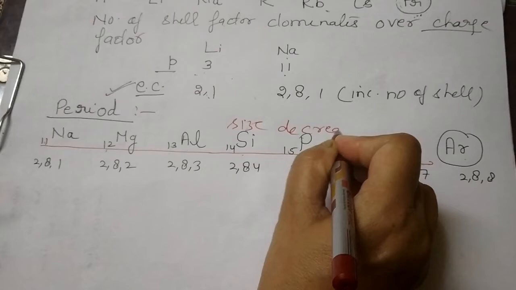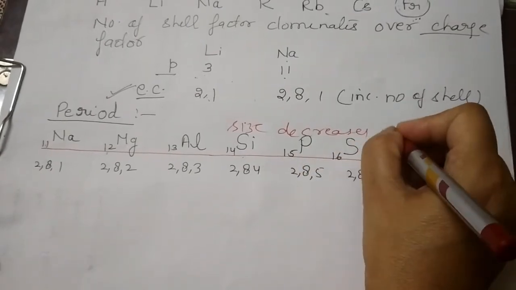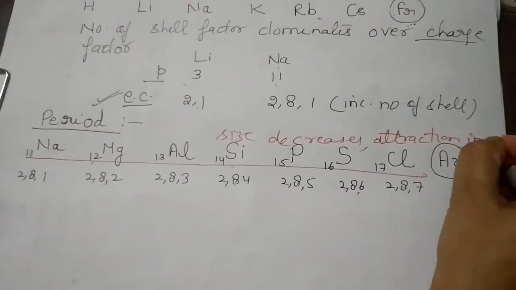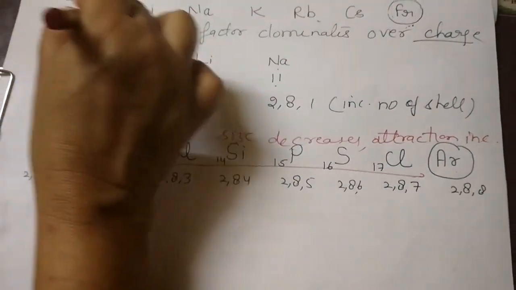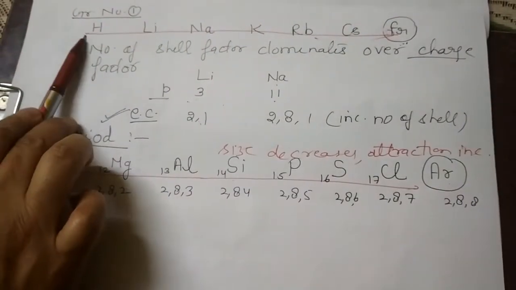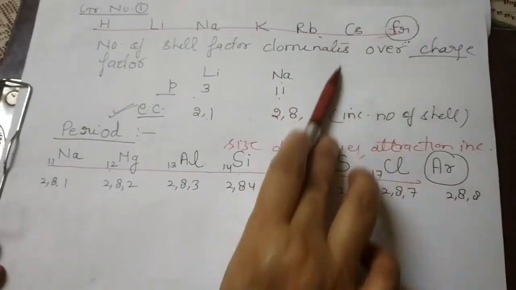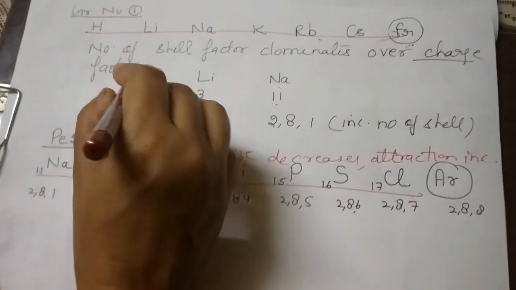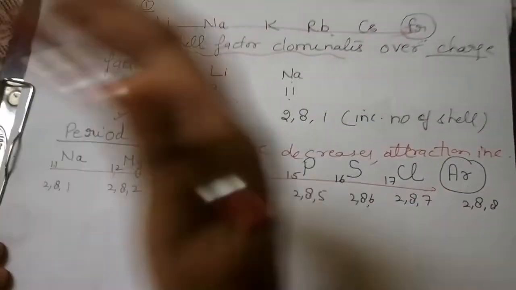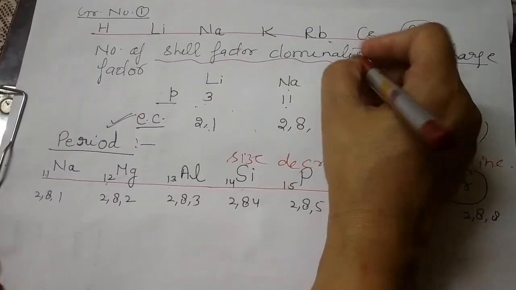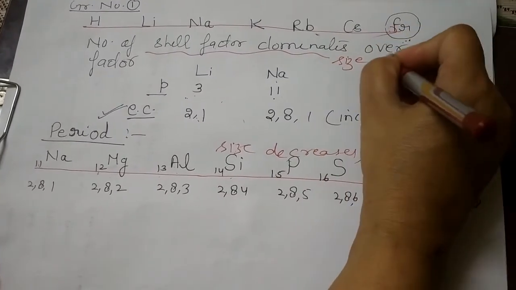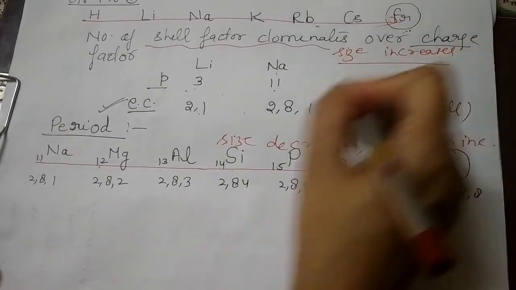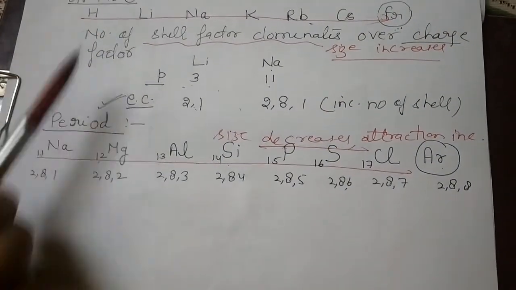So size decreases, attraction increases. Here what we see from hydrogen to cesium, that is in the group when we are moving, since the number of shells factor dominates and the shells increase, the size always increases. These two you can compare now.